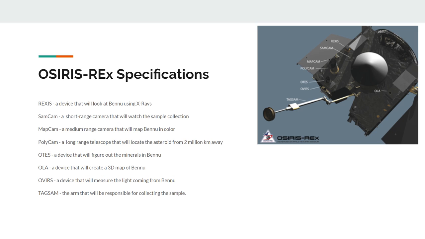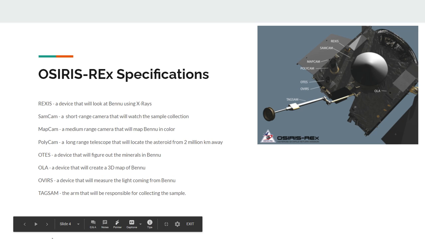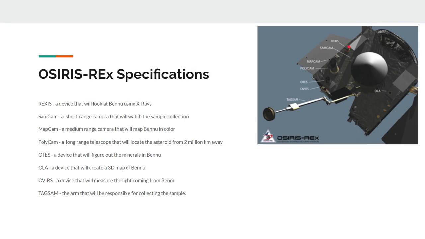So here are OSIRIS-REx's specs. This is Rex right here. It will look at Bennu using X-rays. SamCam is a short-range camera that will watch the sample collection. MapCam will map Bennu in 2D. PolyCam is a telescope that will locate Bennu from 2 million kilometers away.